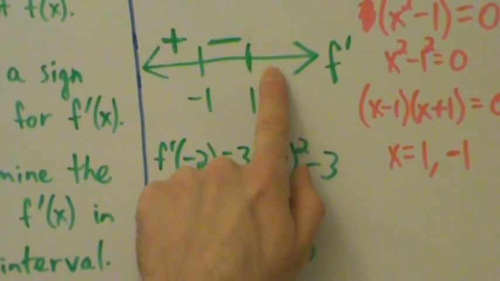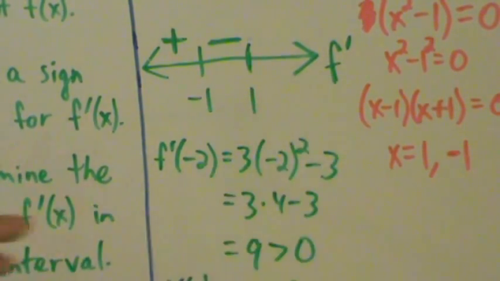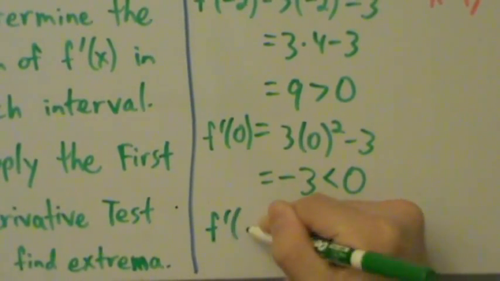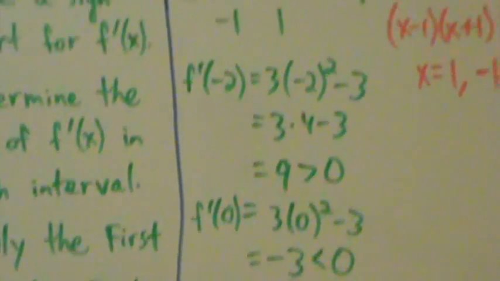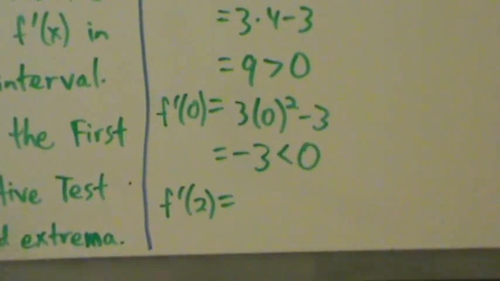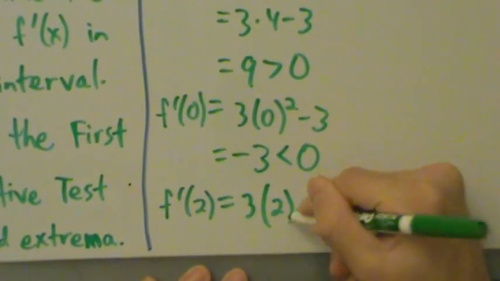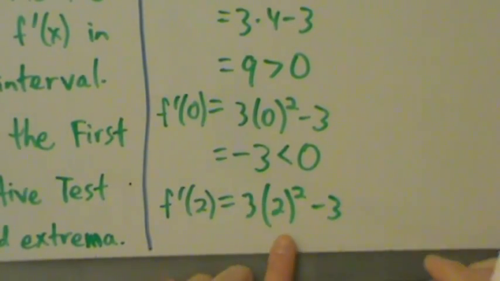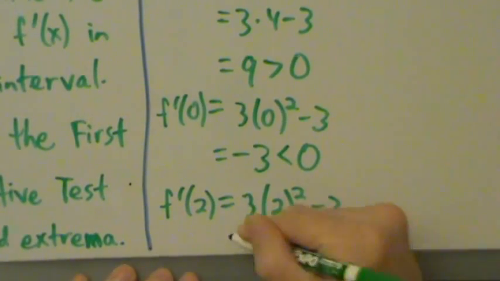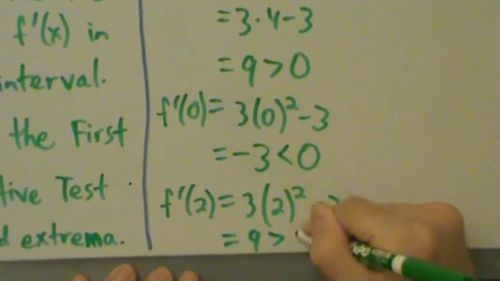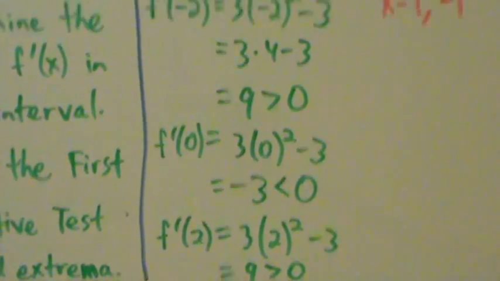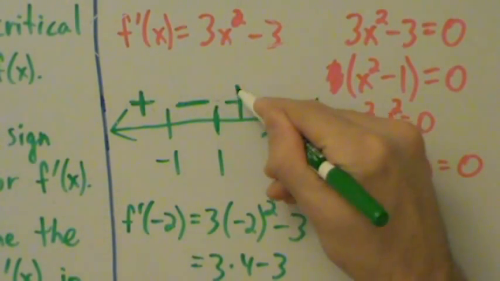So let's pick x equals 2. 2 is a good number to pick because it's in this interval here. It's not too big. Won't get too crazy. So now we find f primed of 2. F primed of 2 is what? It's going to be 3 times 2 squared minus 3. 2 squared is 4. 3 times 4 is 12. 12 minus 3 is 9. So this is 9, which is positive. Okay? So that just means that the derivative is positive in this whole interval up here.